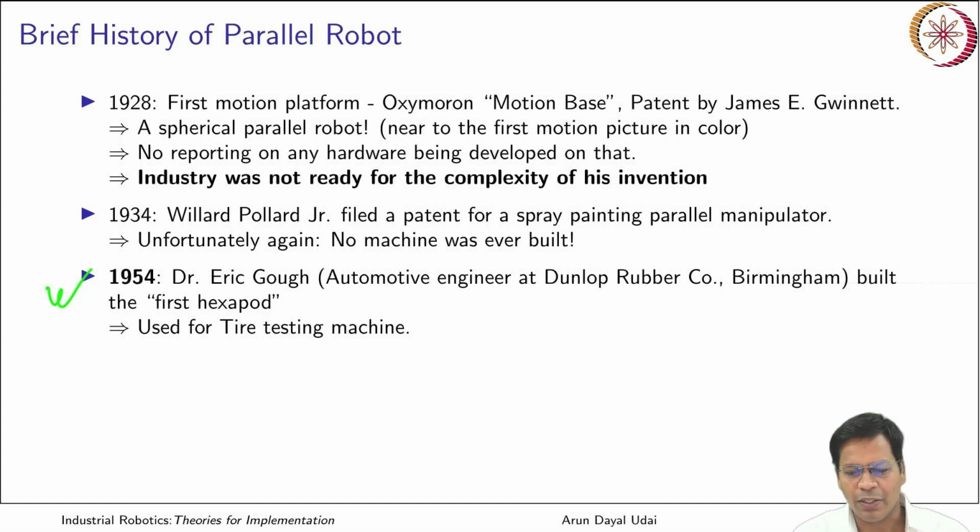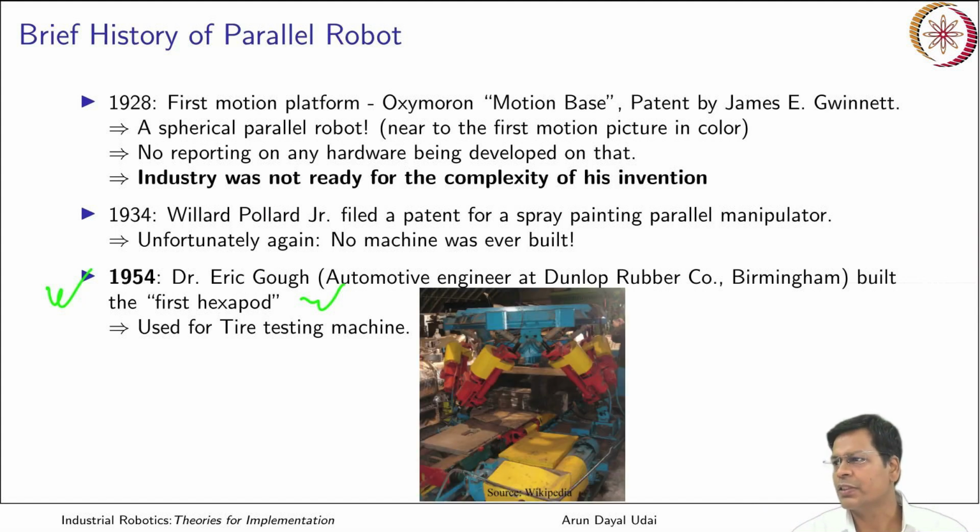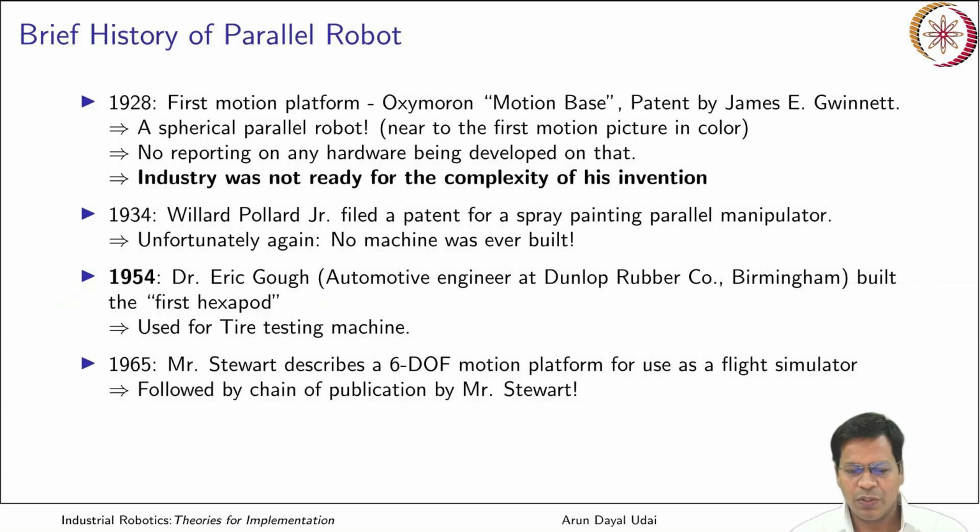So Dr. Eric Gough came up, he was an automobile engineer at Dunlop Rubber Company at Birmingham, okay. So he built the first hexapod, that was the first machine which was built on parallel architecture, okay. That was used to test the tires which they were manufacturing, okay. So yes, in 1965, Mr.